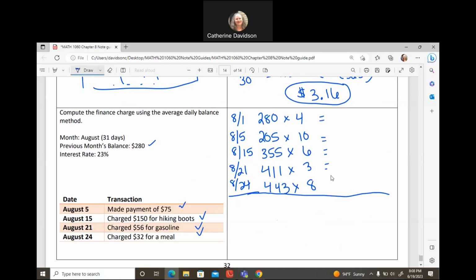Okay. So if you're working this problem, most students, their error is right here. And that day is usually off. They forget to add back that last day. So now we're going to multiply across. 280 times 4.